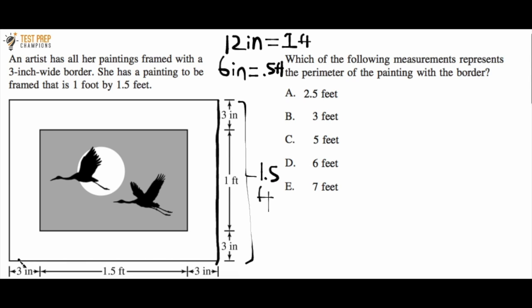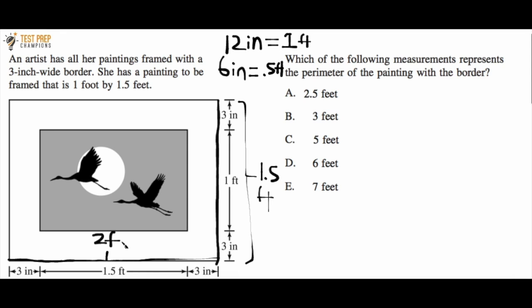And we can do the same thing with this side down here, or the length. We've got 1.5 feet plus 3 inches plus 3 inches. Now, 3 inches plus 3 inches equals 6 inches, which equals 0.5 feet. 1.5 feet plus 0.5 is equal to 2 feet.